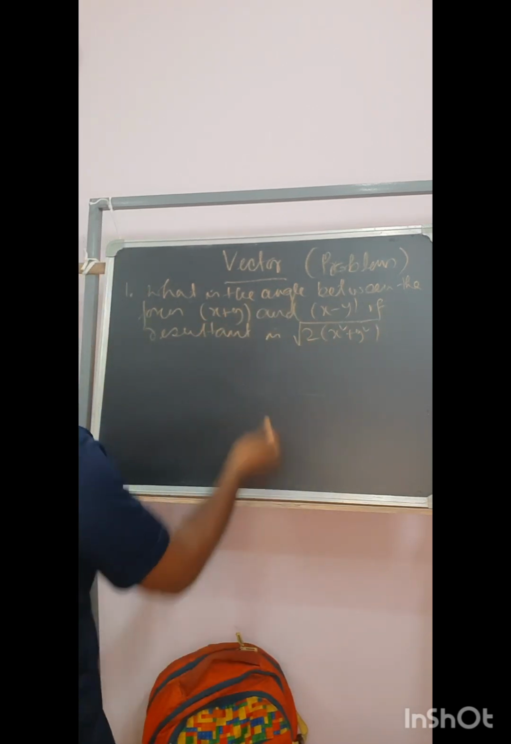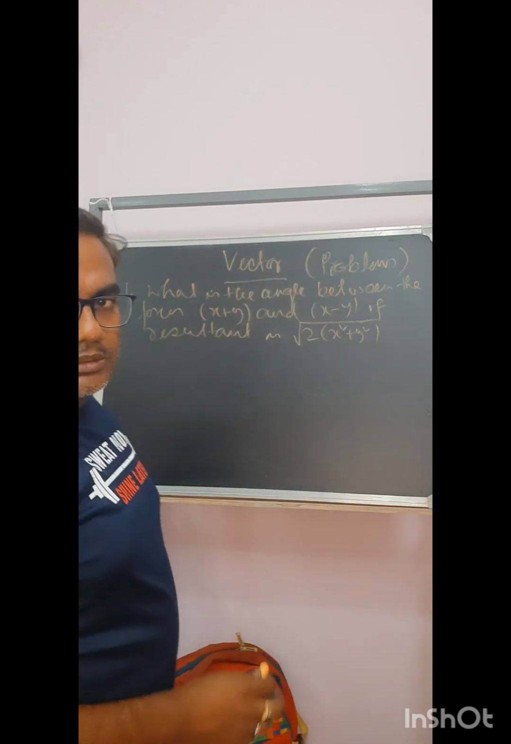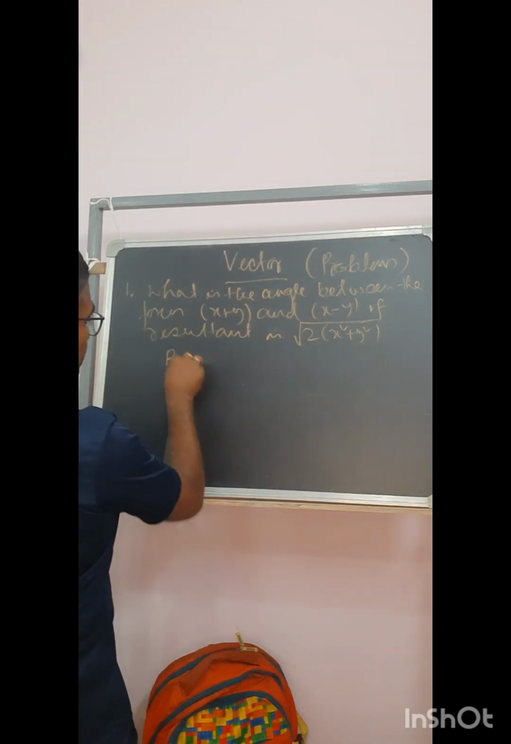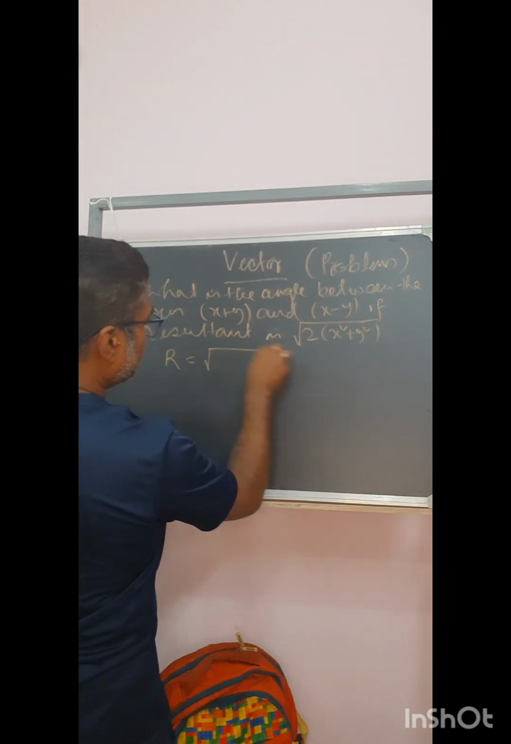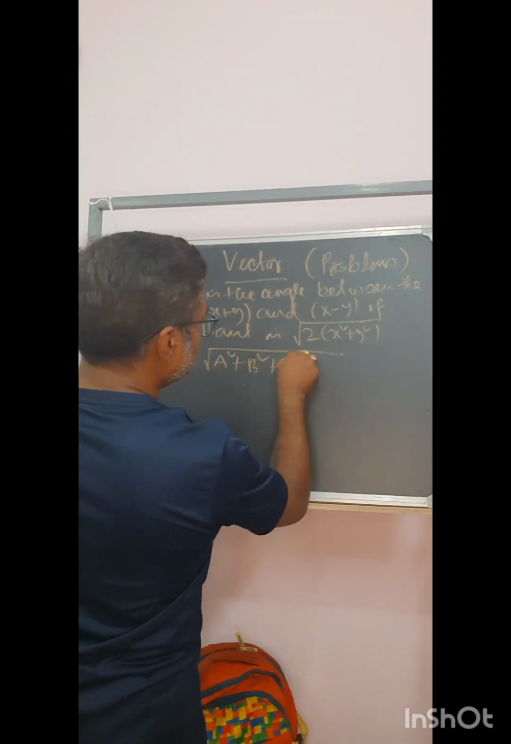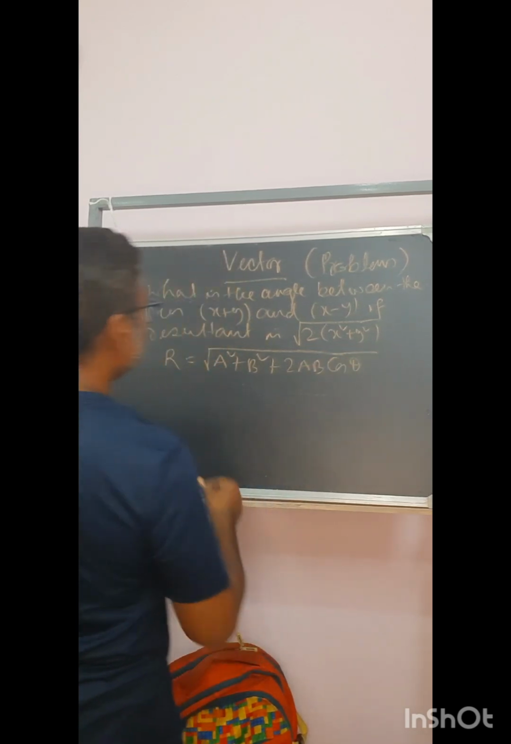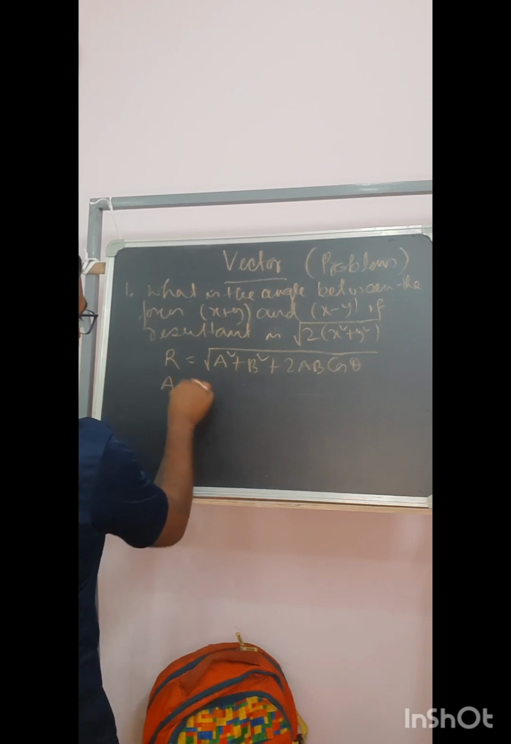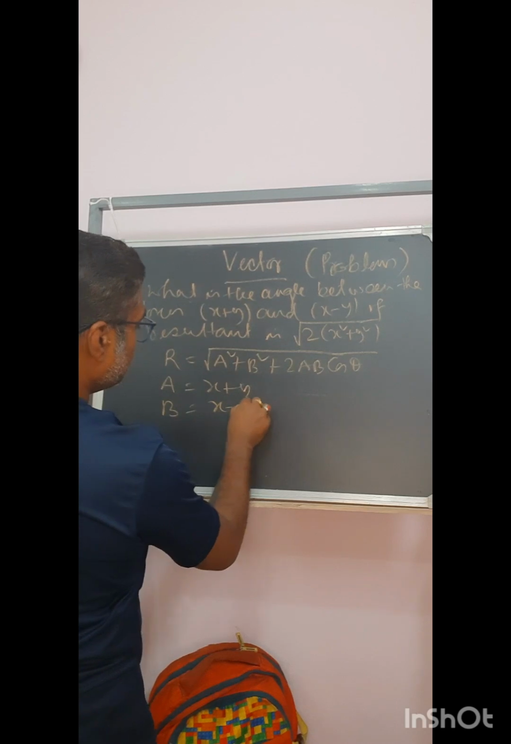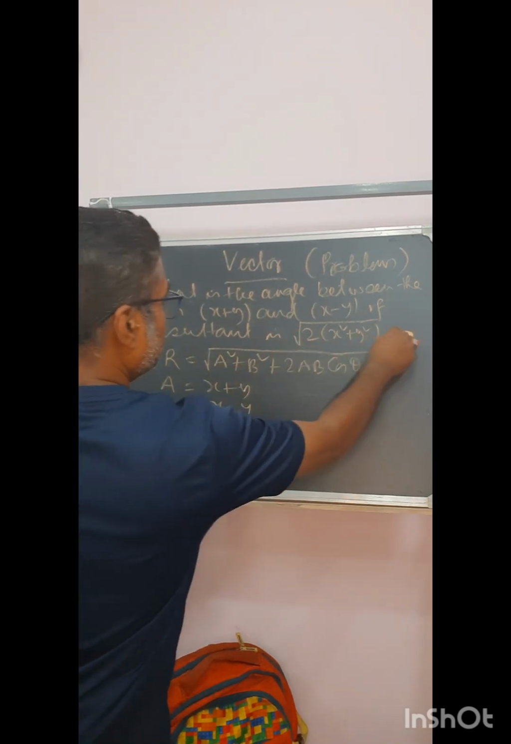So all addition rules are correlated. If I follow the parallelogram rule, the resultant is equal to the square root of a square plus b square plus 2ab cos theta. Here a is x plus y, and b, let's say, is x minus y. If I put in all these values, this is r, the resultant.